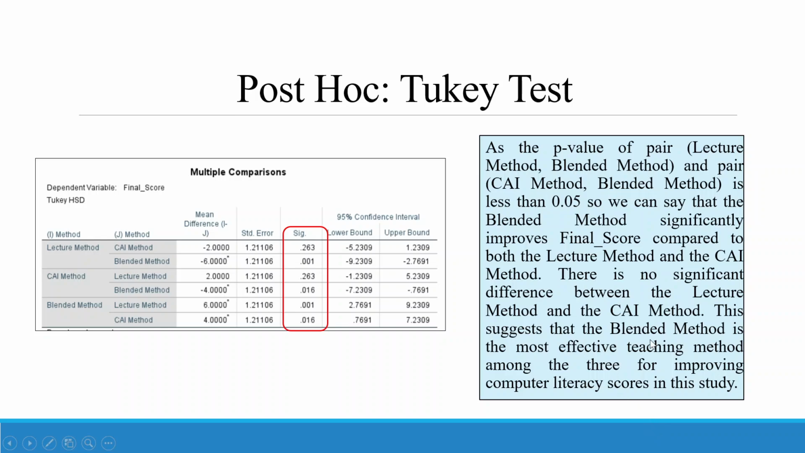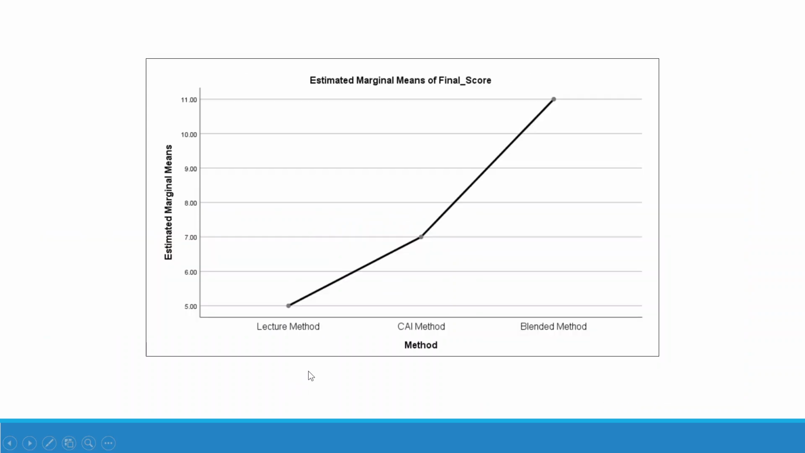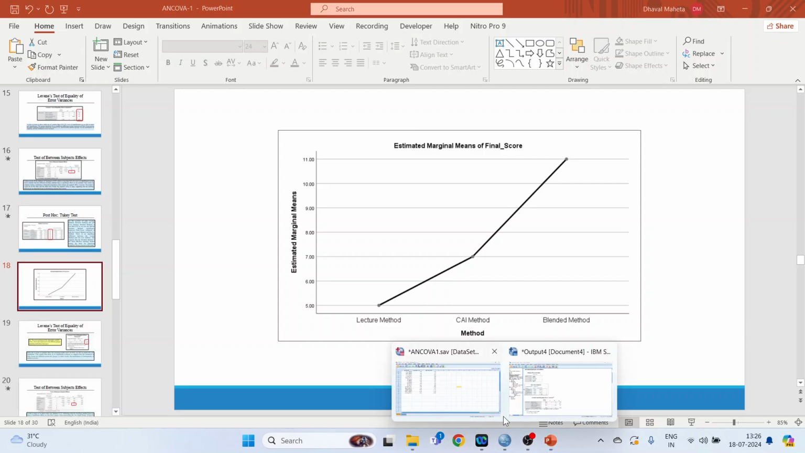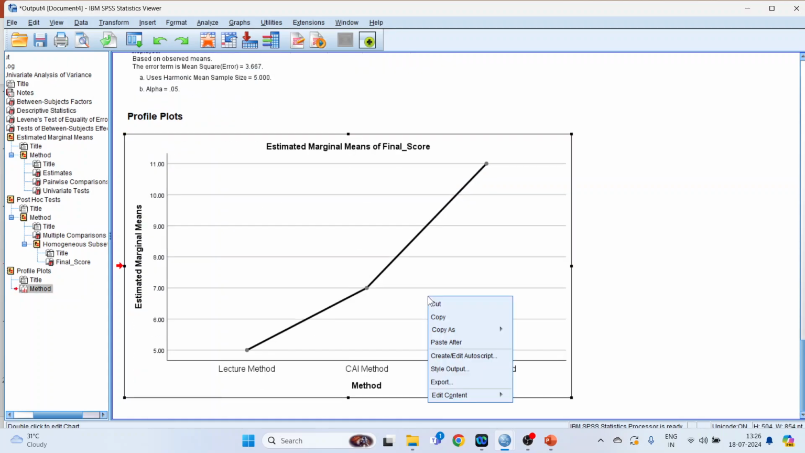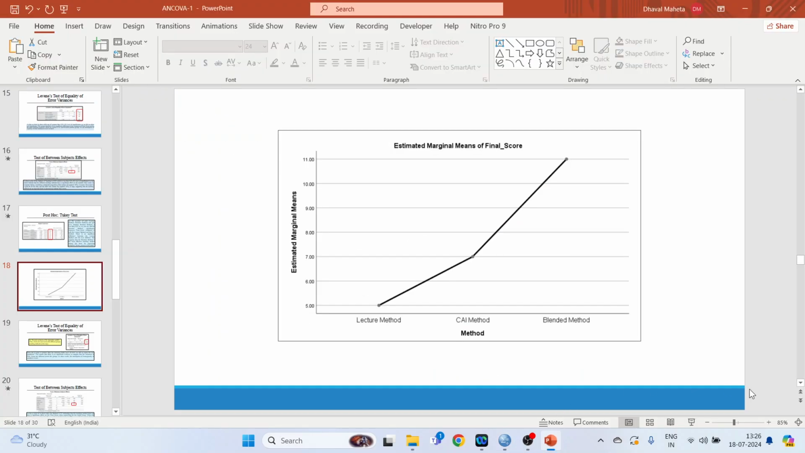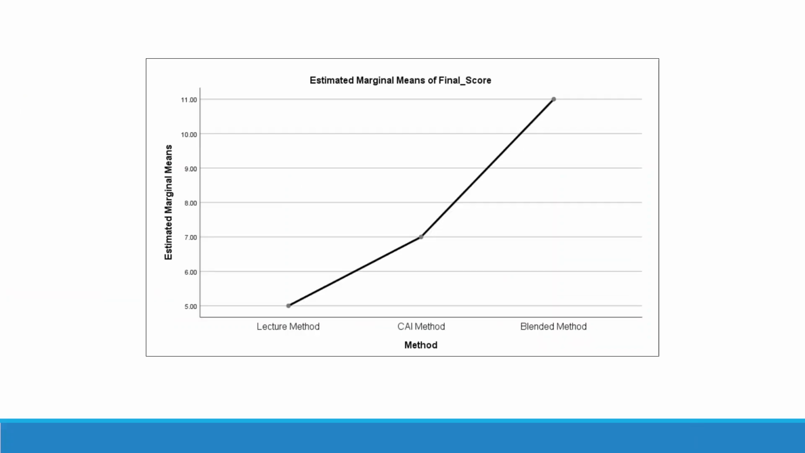So this suggests that the blended method is the most effective teaching method among the three for improving the computer literacy scores in the study. You can get this from the plot also, which is available here. Here it is, right click, copy. So here is a plot.